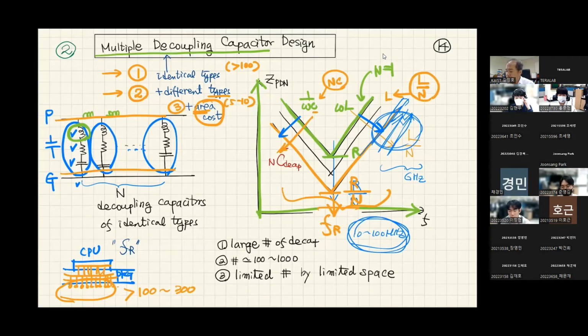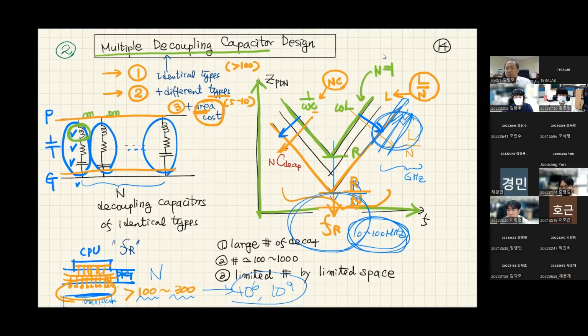But now I told you that the number n is in a range of 100 to 300. It doesn't go to 10 to the 6 or 10 to the 9 because the area underneath the CPU is limited to a range of a centimeter or 10 centimeters, and each decoupling capacitor has a certain amount of size. So this may not be an eventual solution, but at a certain frequency range, it is a very effective design approach.